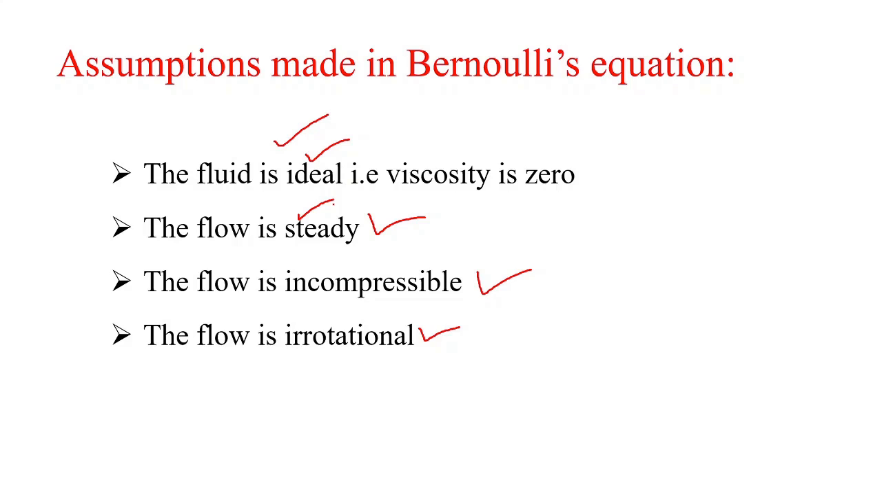So once we know the assumptions, how can we state the limitations? Here, the fluid is ideal, so the viscosity must be 0. So only a fluid with 0 viscosity is valid for this Bernoulli's equation. That is one limitation. The flow is steady. On each and every point we can create the limitation points. So I'll discuss now: what are the limitations?